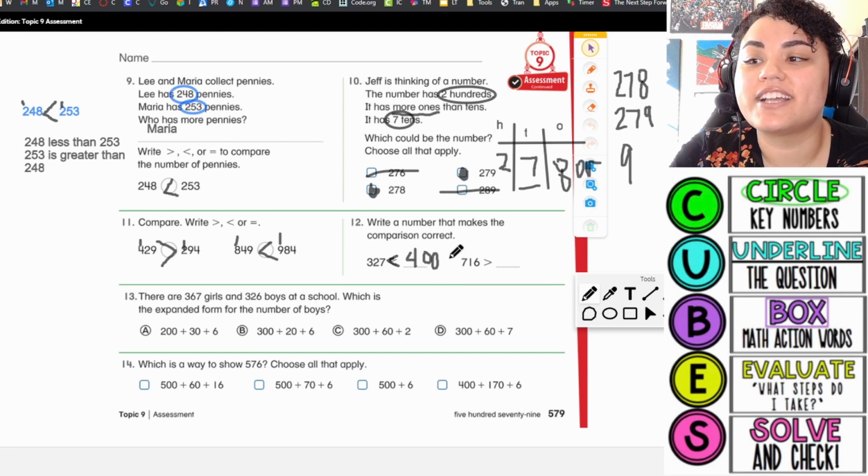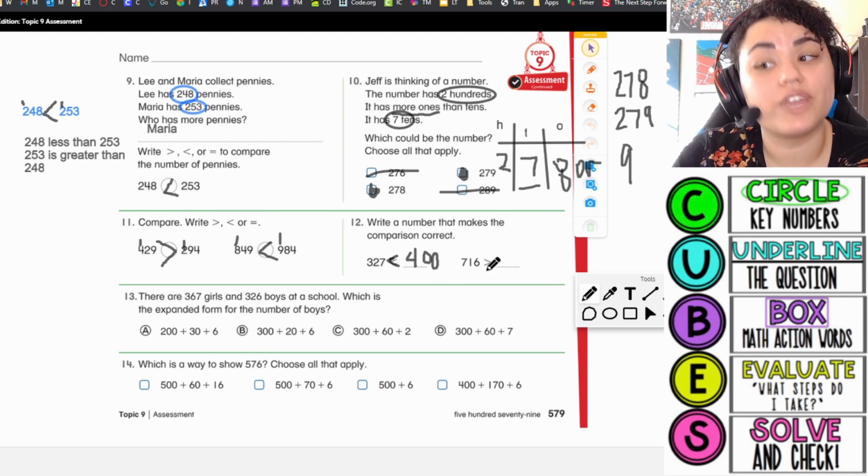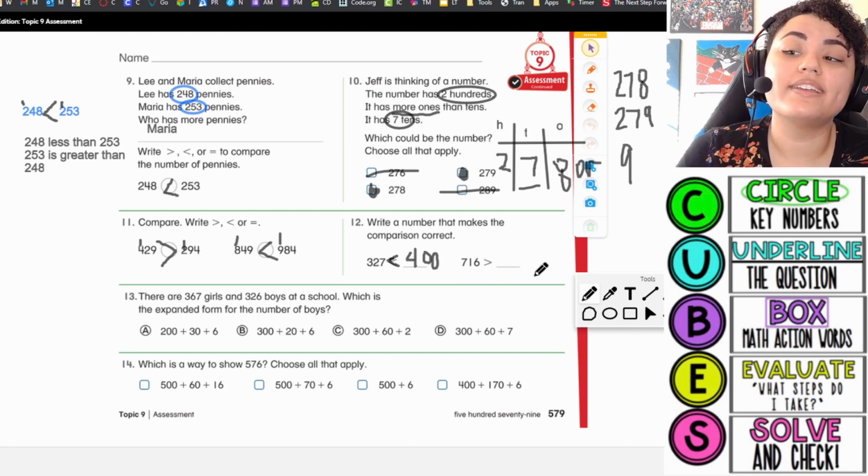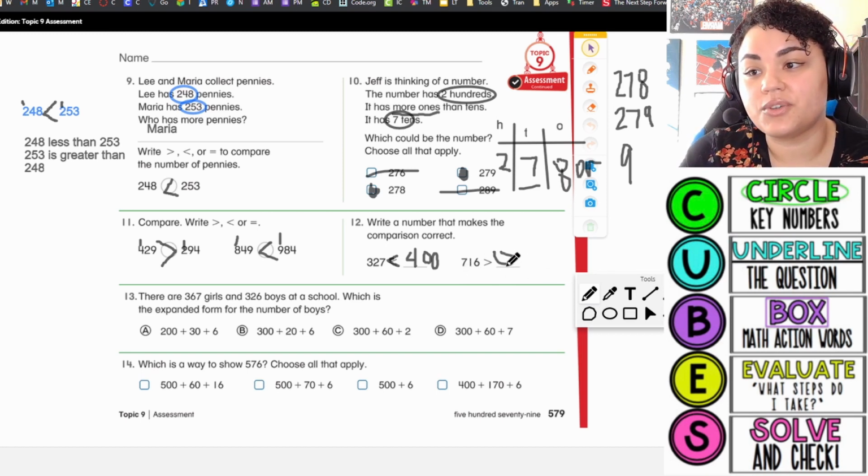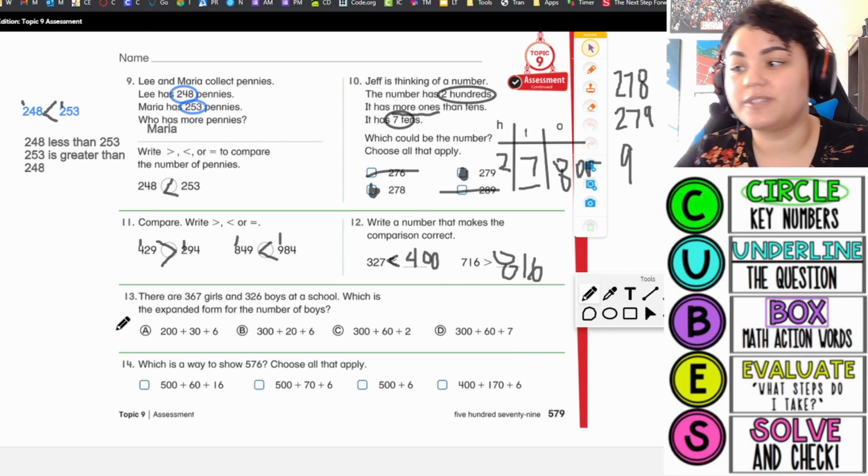All right, let's do this next one. 716 is greater than what number? So if this one's greater, what is a number that's smaller? We can do 800, because that is smaller than 700.